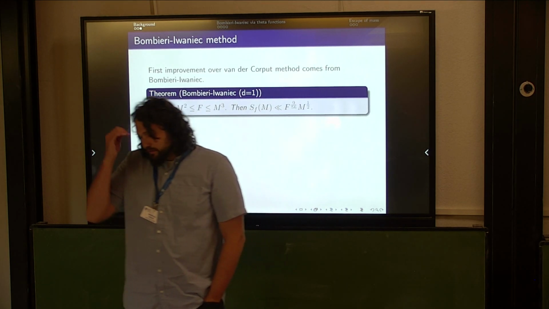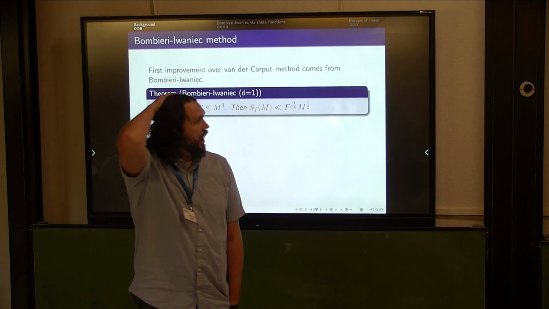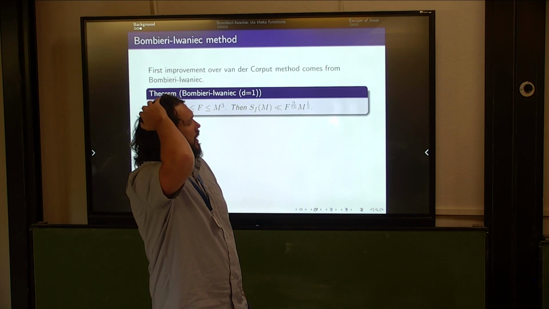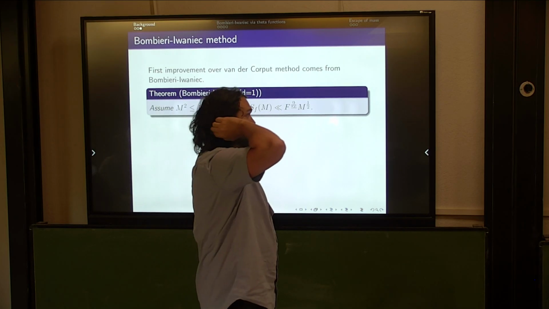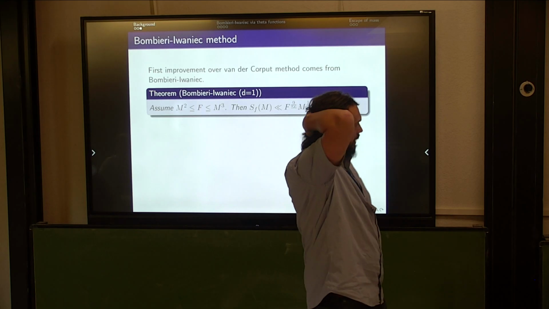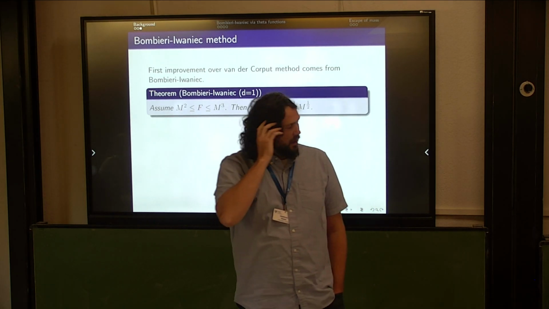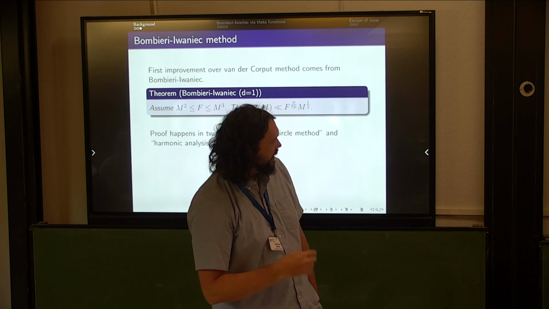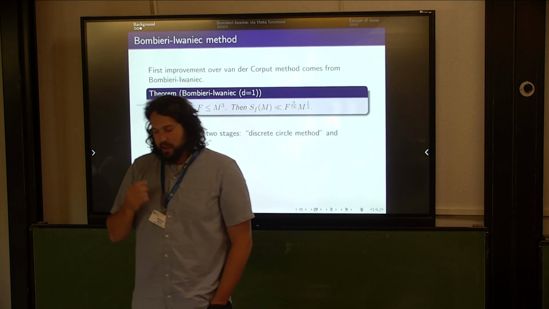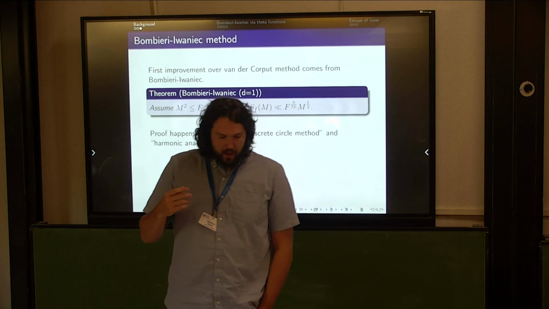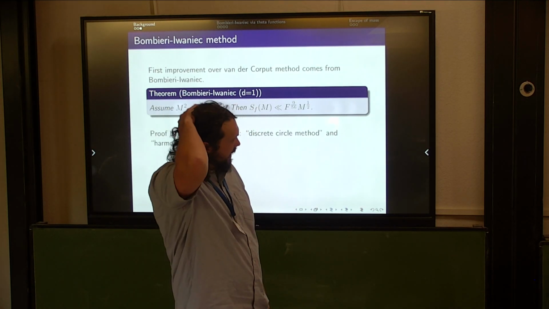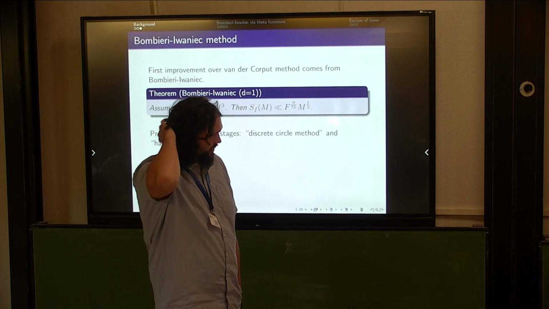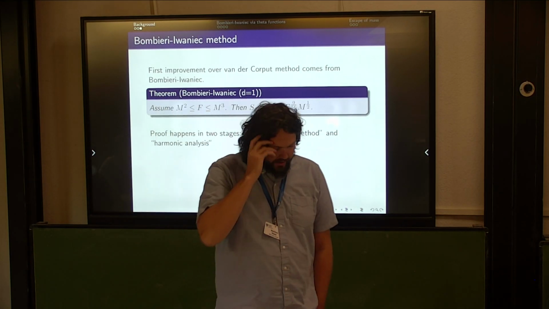The first improvement over the van der Corput method, at least in the subconvex range, came in the 1980s by this method of Bombieri and Iwaniec. So their method, I like to think of as happening in 2 stages. So the first stage is what I've heard, I think by Huxley, described as a discrete circle method. The second stage happens as a harmonic analysis.